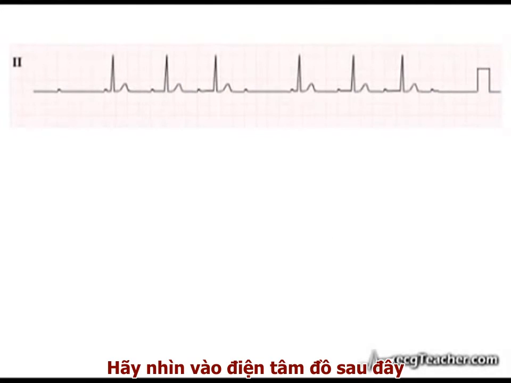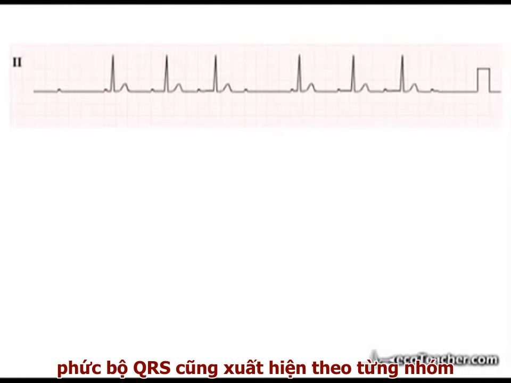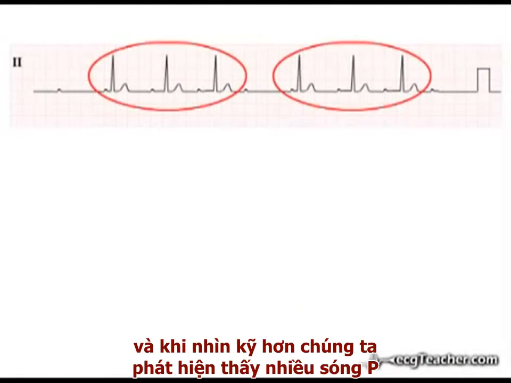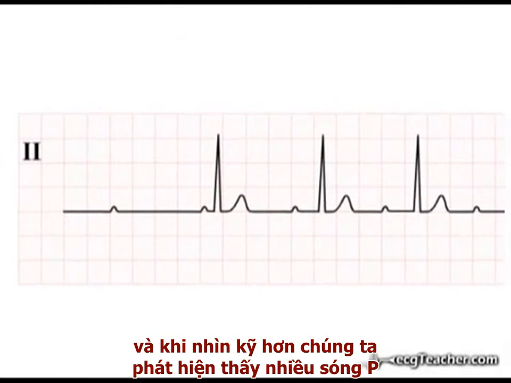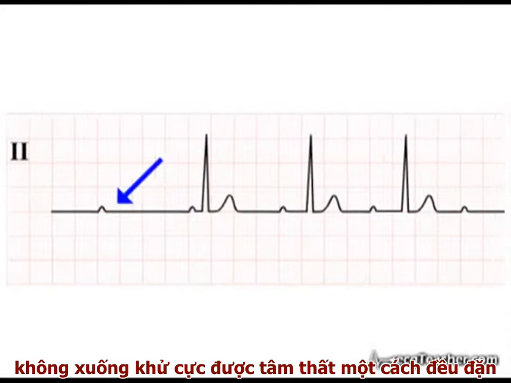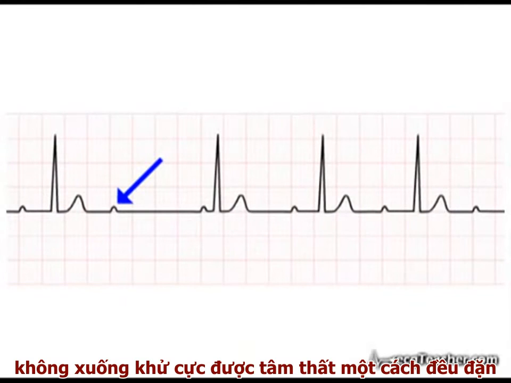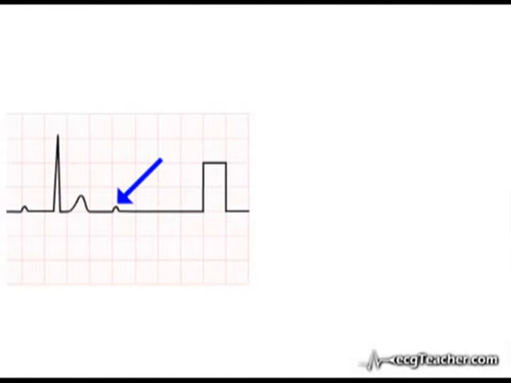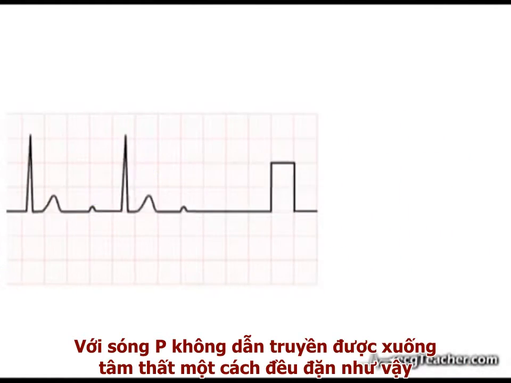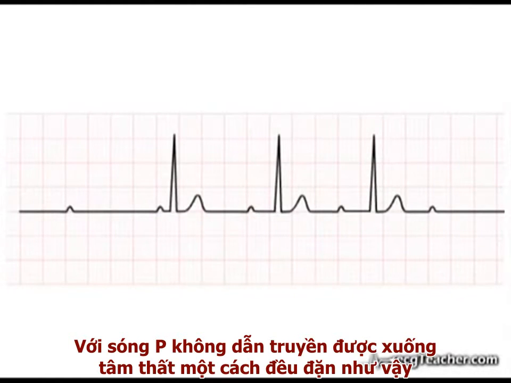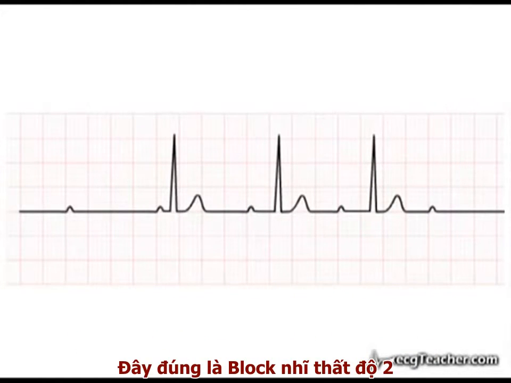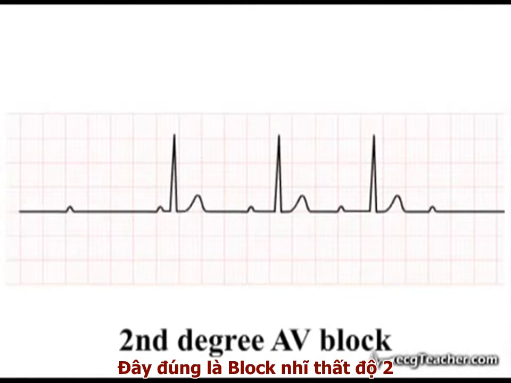Looking at this rhythm strip, the QRS complexes appear to occur in groups, and on closer inspection we find that isolated P waves are periodically failing to depolarize the ventricles. With periodic failure of P wave transmission to the ventricular myocardium, this is a case of second degree atrioventricular block.